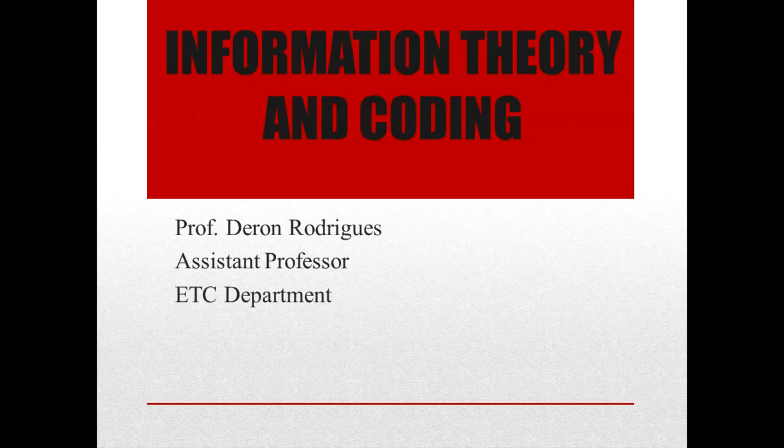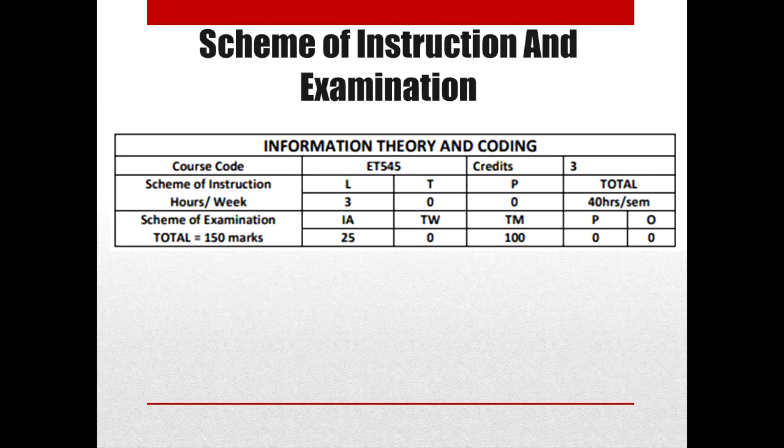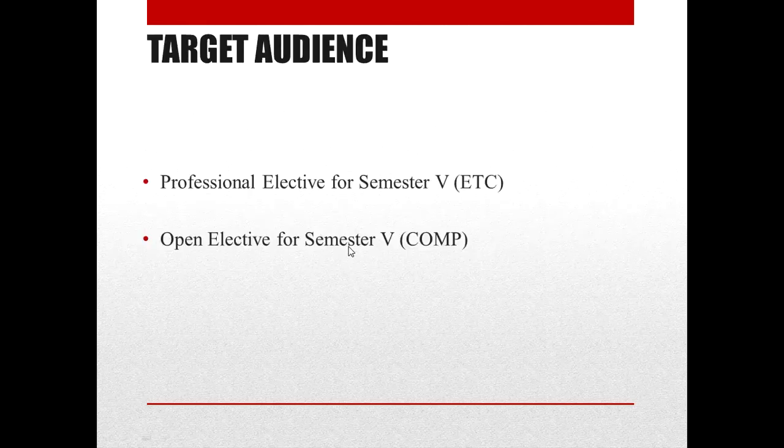Dear students, I am here to present before you the orientation for the elective Information Theory and Coding. As can be seen, the subject is in semester 5. The course code is ET545 and there are 3 lectures, and the final theory paper will be of 100 marks and internal assessment is of 25 marks.